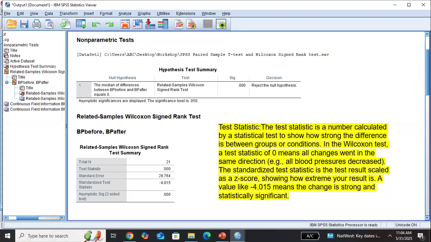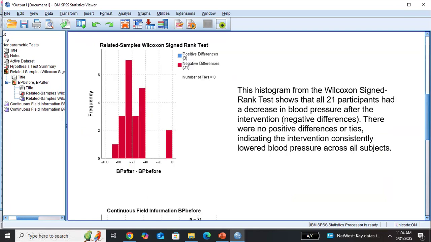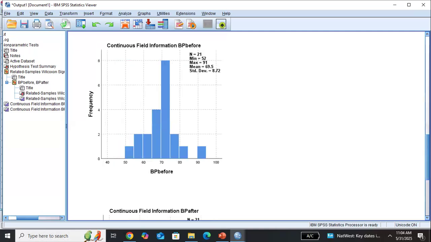Here, look, the decision is also given: reject the null hypothesis. It means there are differences between the groups. And then these are some of the values which you have to see, but here there is only one p-value. So it means that the difference was statistically significant. And this graph is very important for the Wilcoxon signed rank test, in which it is showing the frequency and what the blood pressure was before and after. Almost all interventions had shown a decrease in blood pressure as compared to before. And this histogram is just to check the normality.